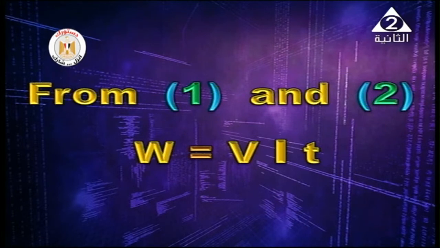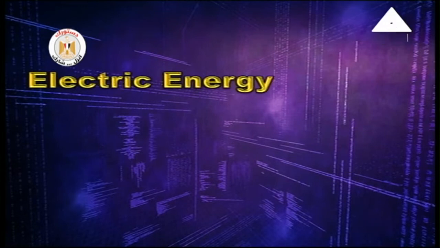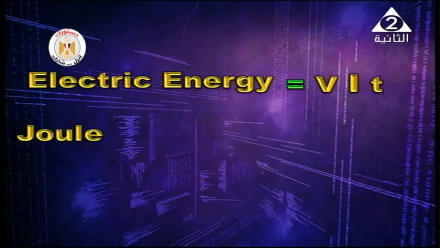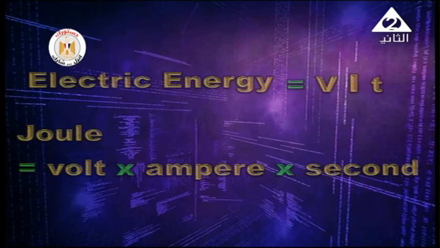We used to say it VIT. V is potential difference, I is current intensity, T is the time. Electric energy is calculated from the relation VIT. Talking about the units here, electric energy is measured in joules, potential in volts, intensity in amperes, time in seconds. So joule equals volt times ampere times second.